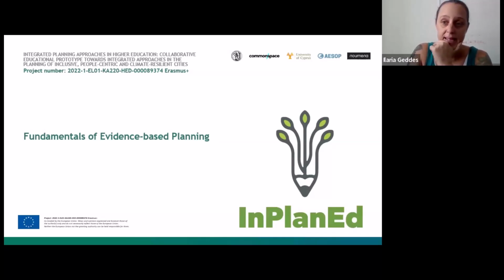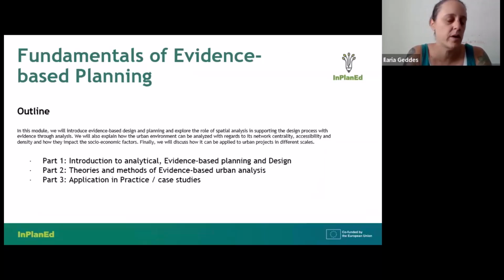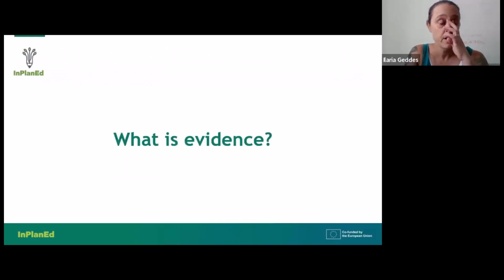Evidence-based planning. I'm going to give a brief introduction about it. I'm going to talk about theories and methods of evidence-based urban design, urban planning, although really I'm going to focus on one method called space syntax. And I hope to have the time. I'll show you definitely at least one case study, maybe a little bit more depending on the timing.